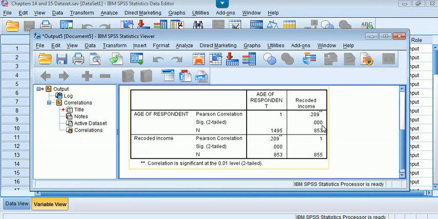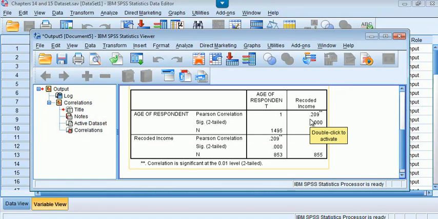So if it's less than the agreed upon or what you set as your significance level, it is a statistically significant variable. This last number is just the N. That is how many cases. So we had 853 pairs that we were able to make a correlation between age of the respondent and their subsequent income. So again, what's really important in these tables basically is just this first line, because this first line pretty much tells you everything.